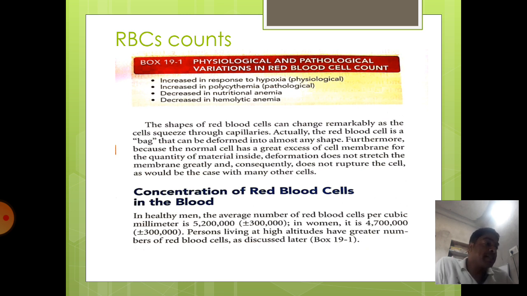Concentration of the red blood cells: in healthy men, the average number of red blood cells per cubic millimeter is 5,200,000 plus or minus 300,000, and in women it is 4,700,000 plus or minus 300,000. Persons living at high altitudes have a greater number of red blood cells.